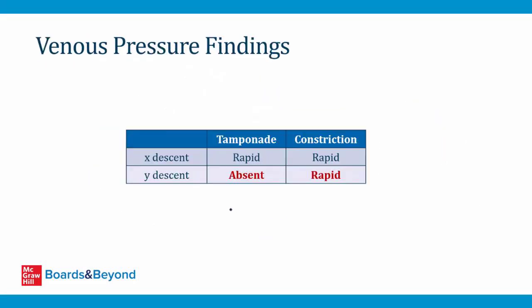And just to make this super clear, I've summarized these things on this table here. So in tamponade, you have a rapid X descent, but you have an absent or flattened Y descent. In constriction, you also have a rapid X descent, but you have a rapid Y descent. And really, these two here are the major ways you're going to distinguish in board questions each of these conditions from one another. And that concludes our module on pericardial diseases.